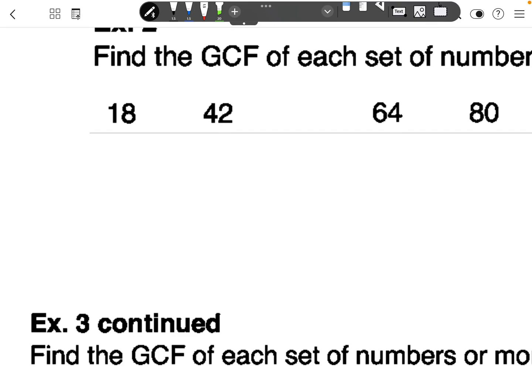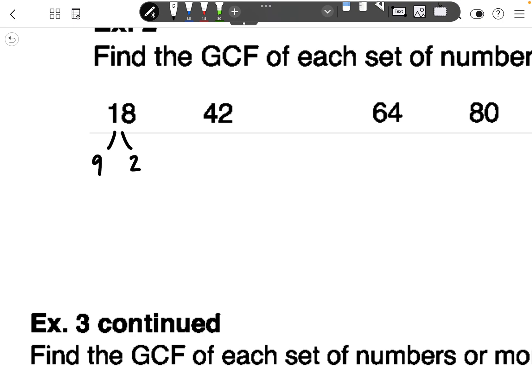Okay, one of the easier ways to find the GCF is to make number trees. So we're just going to start with that. GCF is the greatest common factor. So what I'm going to do is just figure out what factors give me 18. It can be anything. So like I'll start with 9 and 2.